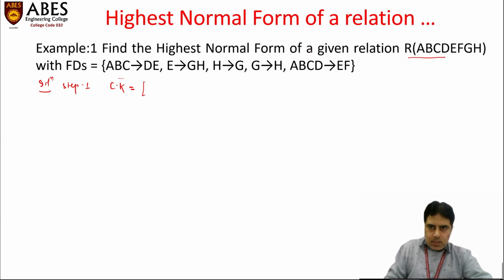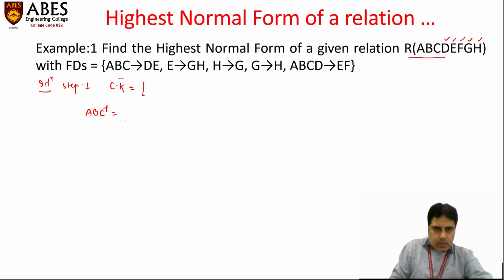From the right hand side, D is already there, then the E attribute, G attribute, H attribute, then G, H, and then E and F. Missing are A, B, C. Now we will try from ABC. Now find out the attribute closure set of ABC.